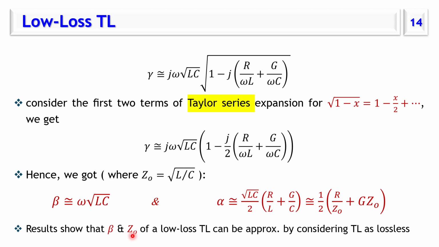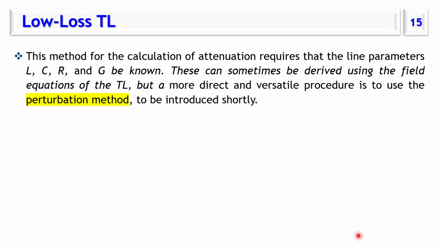So we're just saying here that Z0 and beta for a low loss transmission line are the same as in the case of a lossless transmission line. This simplifies a lot of the analysis and makes what we learned so far applicable to a wide range of problems or applications. This method of approximation that we're using is called the perturbation method, and we're going to see how it is used in the next slides.